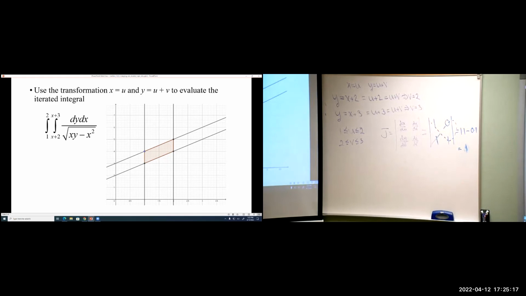So not the most interesting Jacobian we could get, because even if we had forgotten to do it, it wouldn't have affected our integral. But you do need to calculate it because there's no guarantee it's going to be 1. In fact, the one you guys are going to do doesn't come out to be 1.